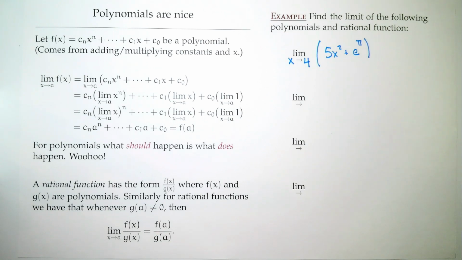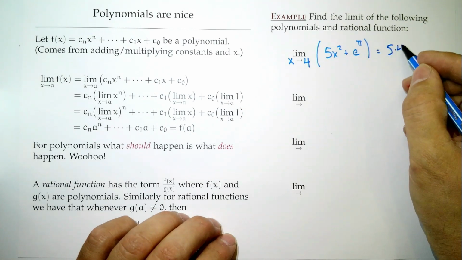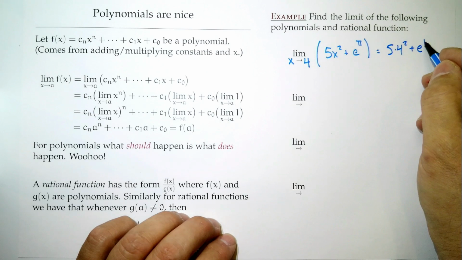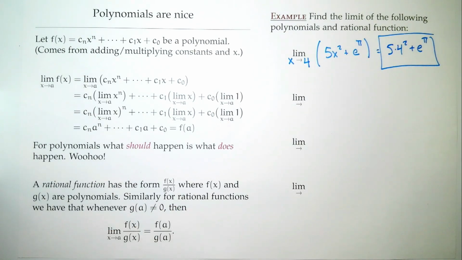Okay, so to take the limit, just plug in 4. So 5 times 4 squared plus e to the pi. And there we go. Done. Okay. Well, these are going to be quick, I suspect. All right, let's try another one.